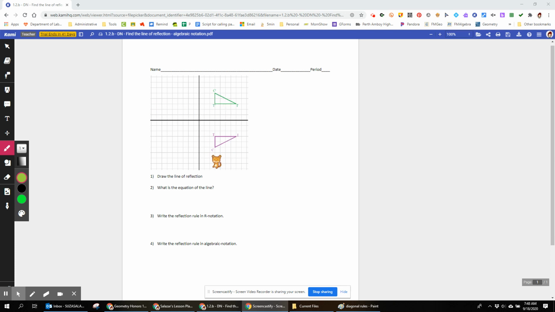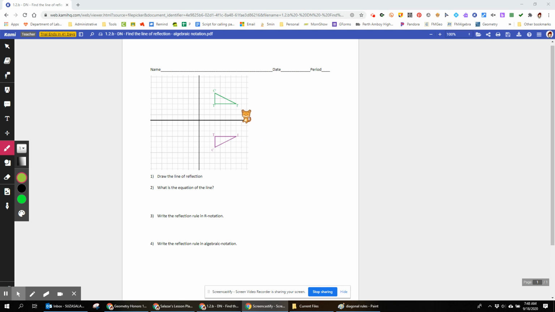So if I want to draw the line of reflection between these two shapes, they're not overlapping. I can kind of see where it is. Looking at it, it's kind of obvious that it's going to be the x-axis. But if I want to make absolutely sure, if the shapes were maybe a little farther apart, what you're really doing is finding the midpoint between the two shapes.